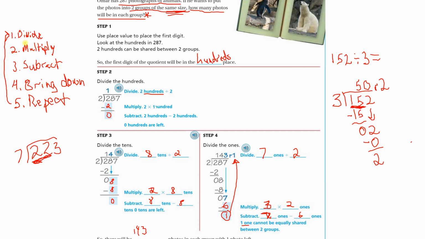Yes, so again, I'm still on the divide step. How many times will 7 go into 22? Well, let's count by 7s and see how many 7s we can count up until we get close to 22 without going over. 7, 14, 21. So that was 3 7s. Now I'm going to go to the multiplication. 3 times 7 is 21. That was step 2. Now I go to step 3, subtract. So I'm going to subtract 22 minus 21. That gives me 1. Then I go to step 4, bring down the next number.